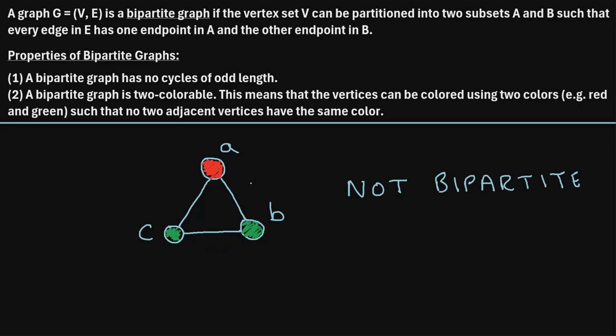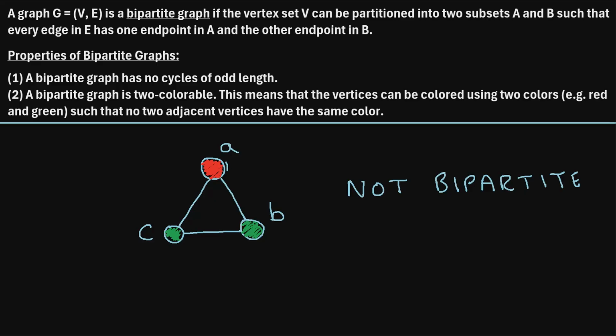And one other way to verify that it is not a bipartite graph is by noting property 1 up here, which says a bipartite graph has no cycles of odd length. So a cycle is where we start at one vertex and then we move through the edges of the graph until we get back to that same vertex. If there is a cycle that has an odd length, then a graph by definition is not a bipartite graph.